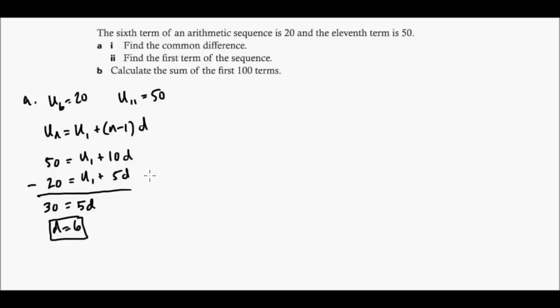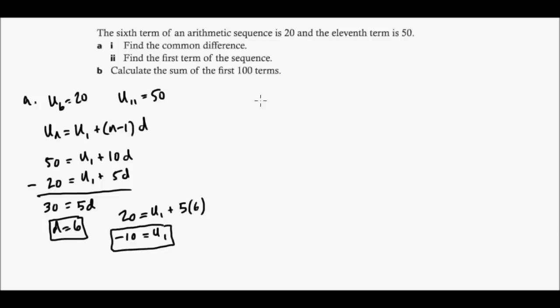Now we just have to find the first term, and so you just take either one of these and plug it in. So I'm just going to do 20 equals the first term plus 5 times 6. Okay, so that's 30. So we're just going to move the 30 over there. 20 minus 30 is negative 10, which is the first term. Okay, so the tricky part to that is to set up the simultaneous equations.